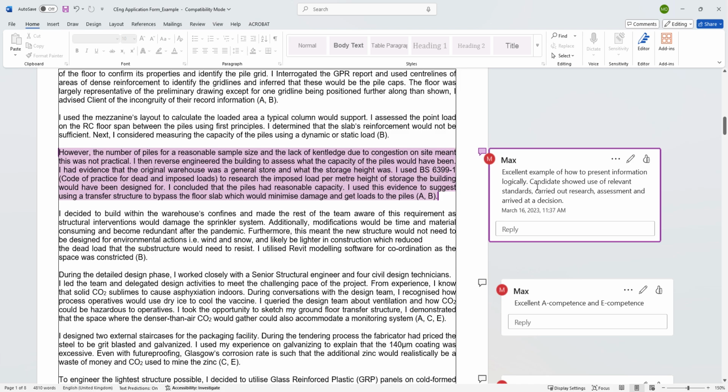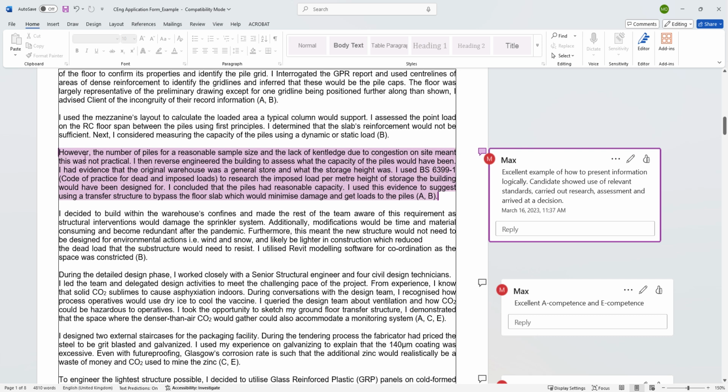On this paragraph, the comment is that this is an excellent example of how to present information logically. The candidate showed use of relevant standards, carried out research, assessment, and arrived at a decision. So this is exactly what we want to see. So I'll just read this paragraph so you have context for what we're saying.